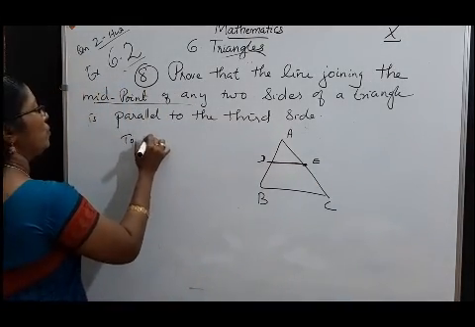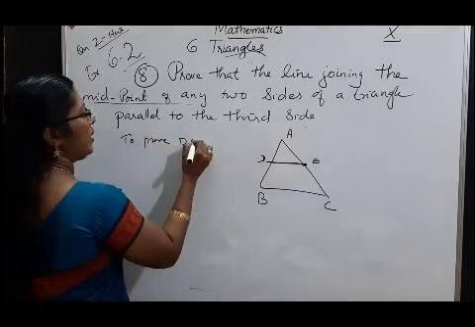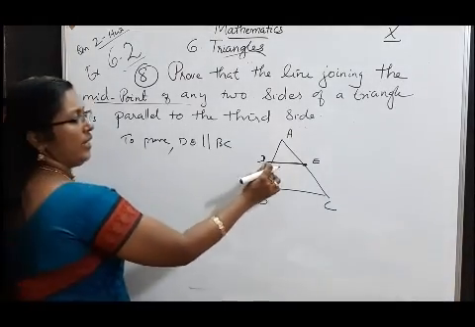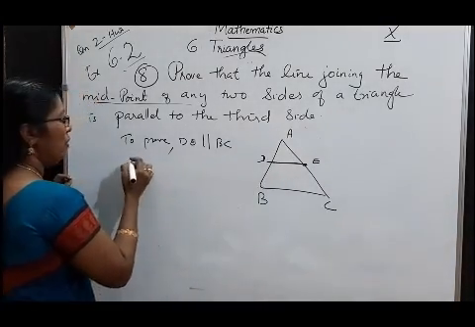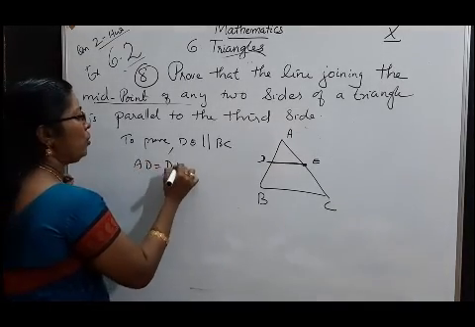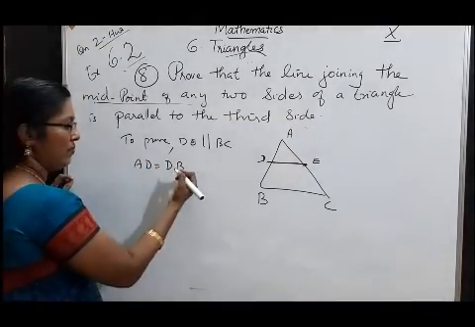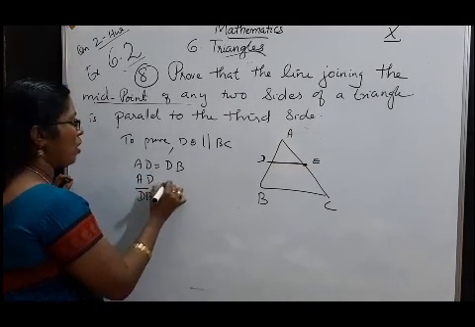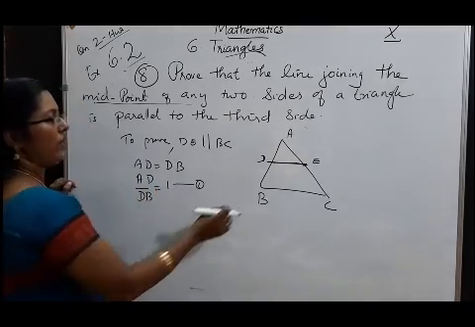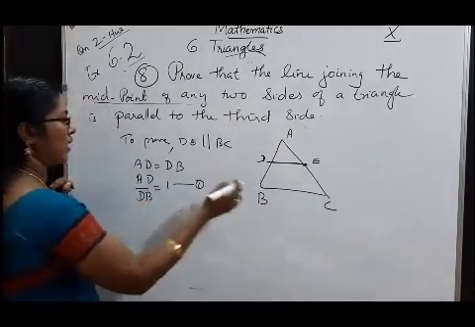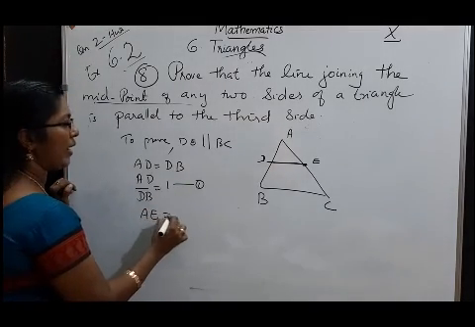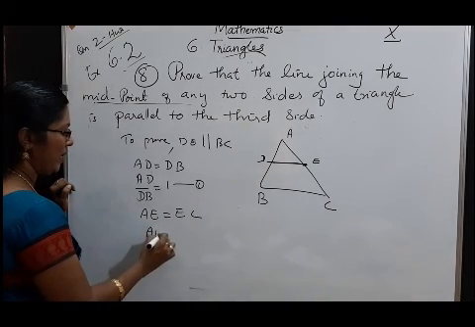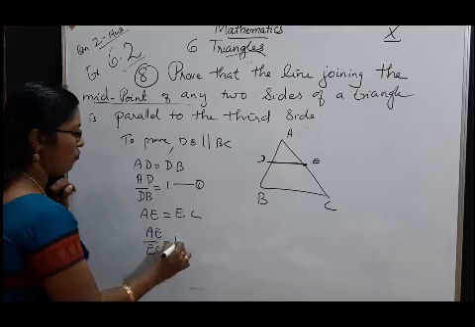What is to prove? DE parallel BC. Here D is the midpoint of AB, so we can write AD equal to DB. Then by transposing, AD by DB equal 1. Equation 1. We know that E is the midpoint of AC, so we can write AE equal EC. Then transposing, AE by EC equal 1.